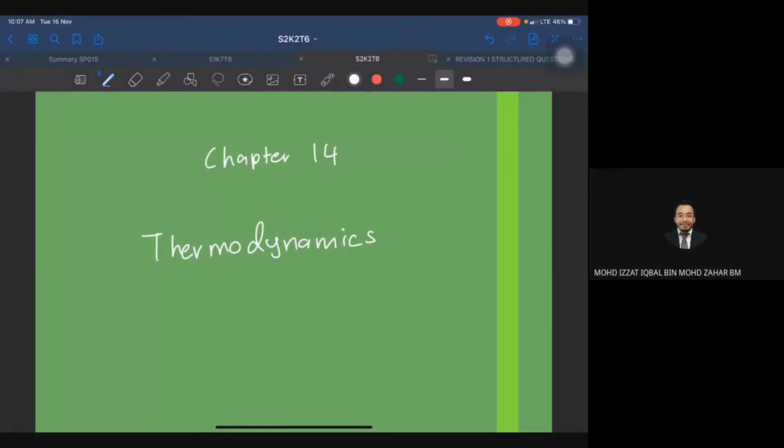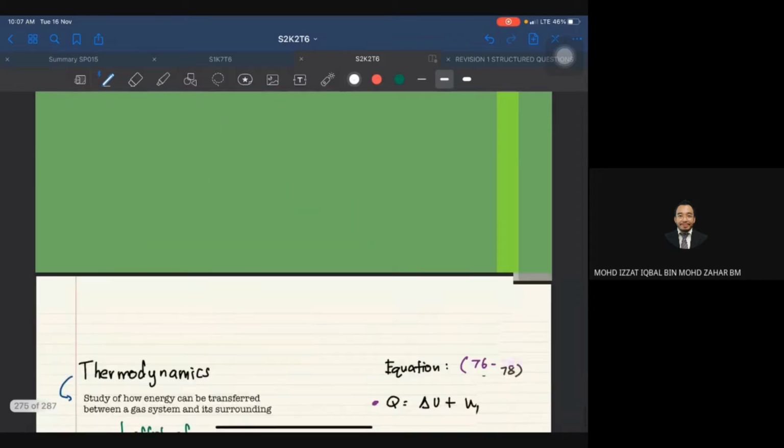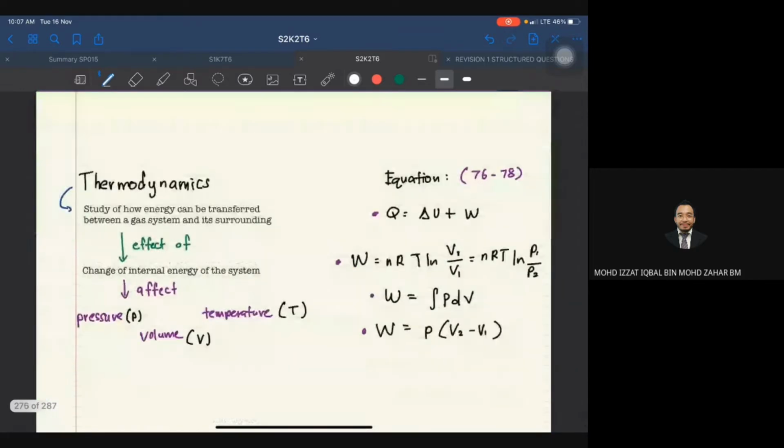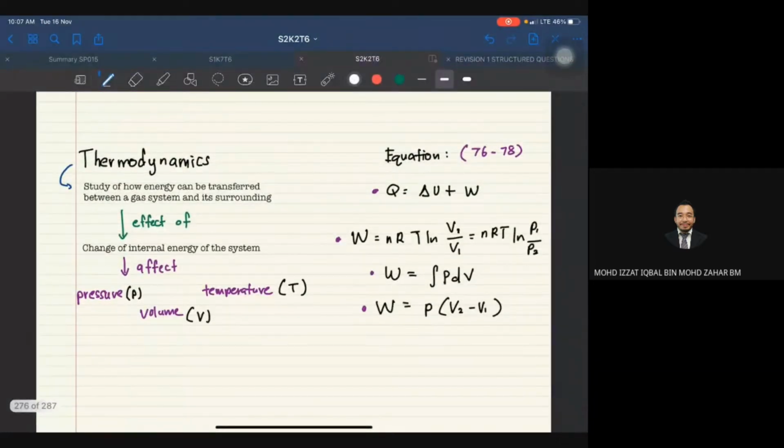Okay, so for chapter 14, it's about thermodynamics. I think you guys have heard it before, tapi tak pernah apply anything kot. Okay, so if you are looking through the formula sheet yang saya beri last week, saya ada forward one more time. And then this one covered equation 76 until equation 78.